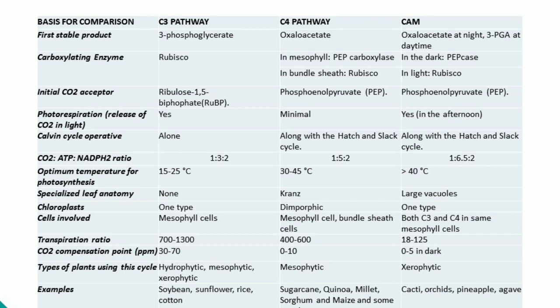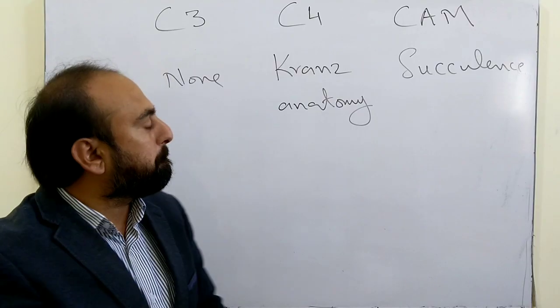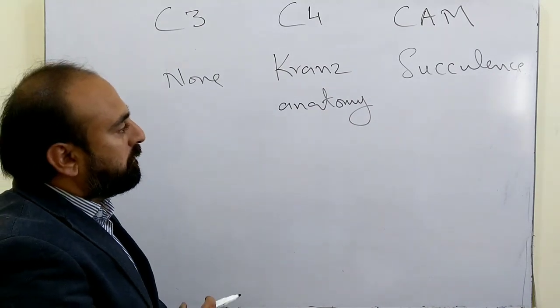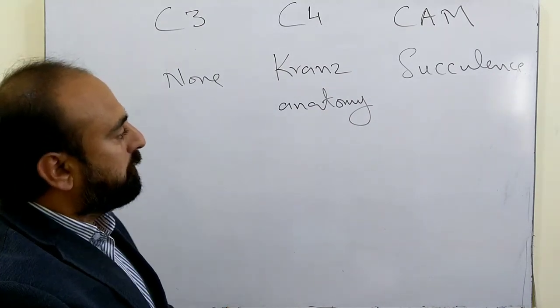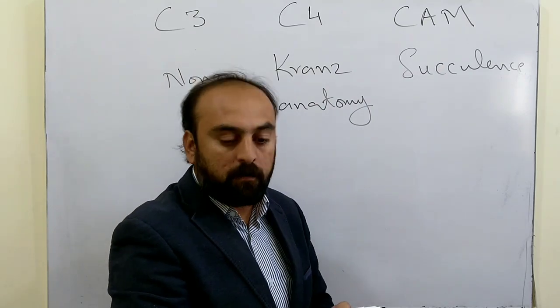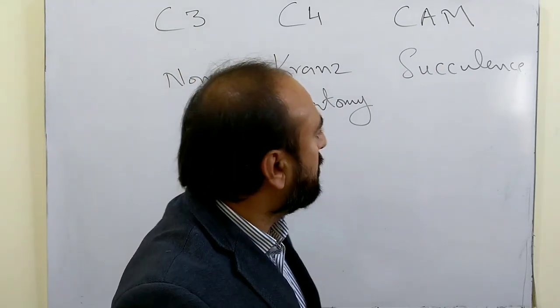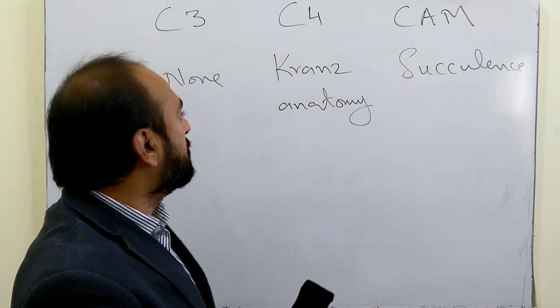CAM plants are succulents. They have thick fleshy leaves or stem with large vacuoles, because in CAM plants the rate of photosynthesis is proportional to the storage capacity of vacuoles. So they have thick fleshy leaves or stem. But due to limitations, they have slower photosynthetic rate or slower growth rate due to limitations of vacuolar storage capacity.